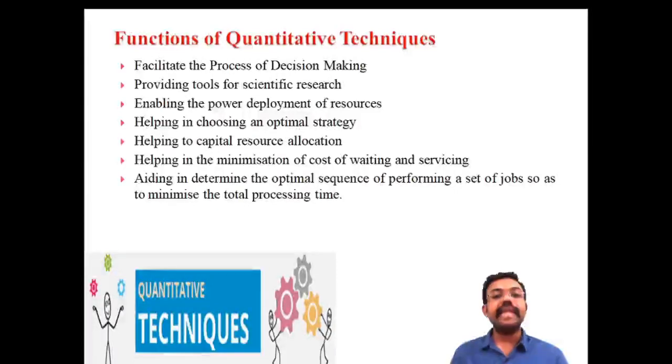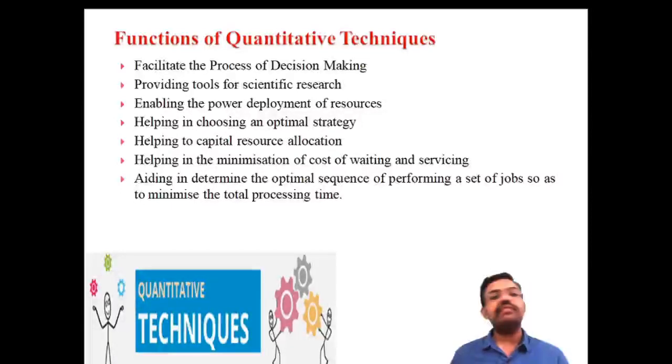Hence it helps in capital resource allocation. The tool is always useful for capital resource allocation. This is a very important tool. And another one is minimizing the cost and maximizing the services. That's minimizing the cost and maximizing the profit. This is one of the important mantras. One of the important functions of QT is the minimization of the cost and maximizing the services.